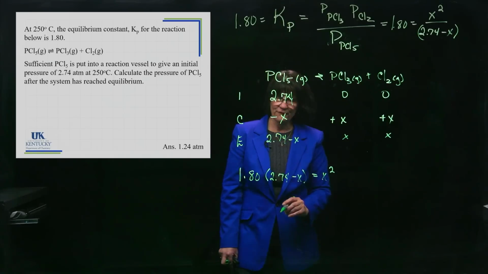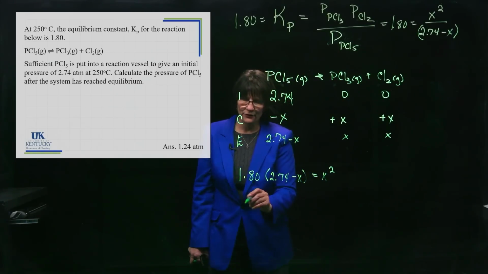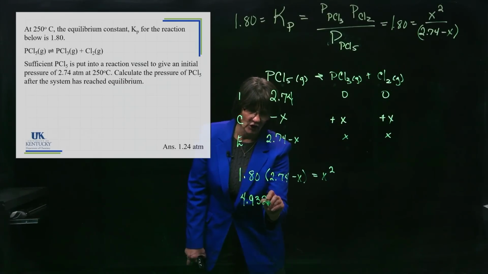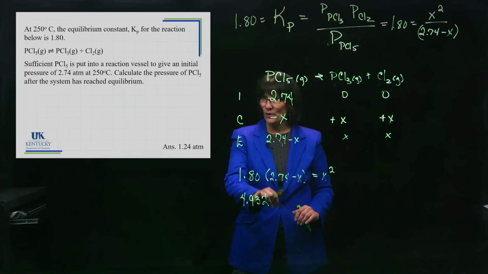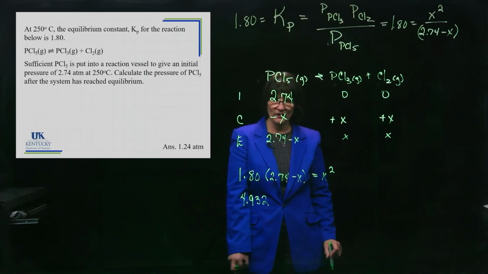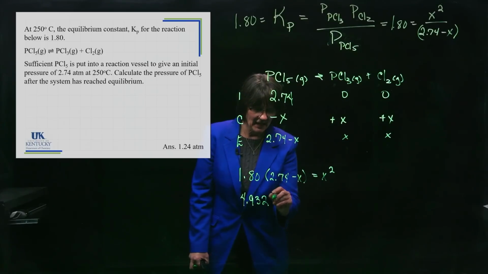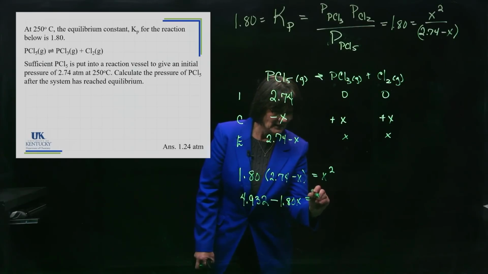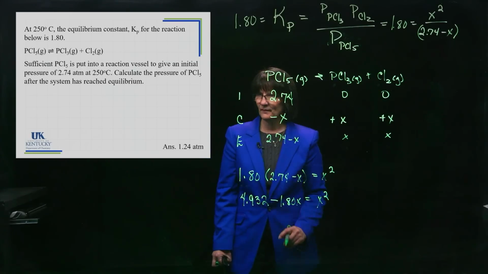When I multiply by the first term, I get 4.932. I'm carrying extra sig figs along for the ride. I really only know it to 3, but I'm just keeping a little extra in there. And then this times the negative X is a negative 1.80X is equal to X squared.